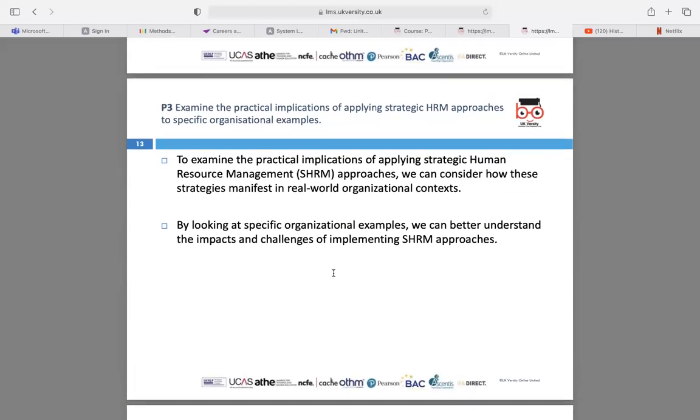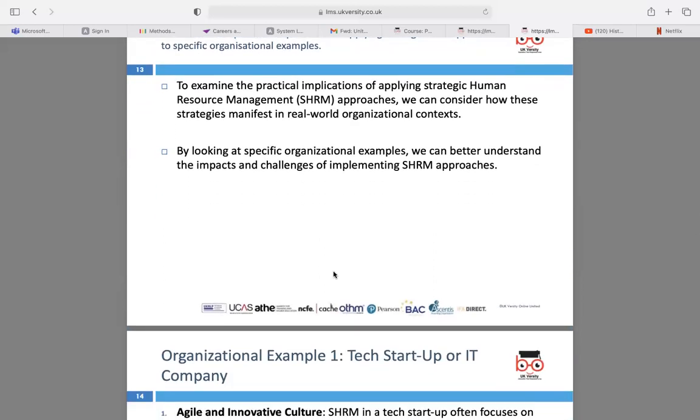So now we're going to quickly talk about a few of the practical implications and how they make changes. We have a different set of examples focusing on real world organization contexts, and we're going to be looking through that, and also look at how those impacts have caused benefits or some difficulties, or the challenges that come up while you're implementing these specific strategies.